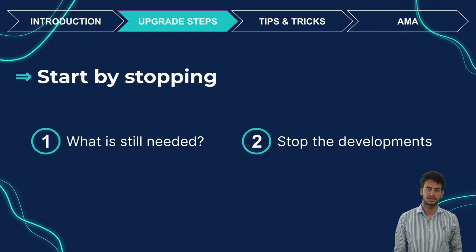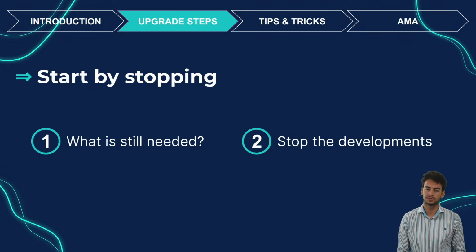So the first step, start by stopping. You want to assess what is still needed in your development. As I said earlier, with every new version come new features. And sometimes development you have made in the past has now become standard in Odoo. New features can help you remove those developments and so reduce the technical debt, reduce the time you will need to upgrade because everything is standard.